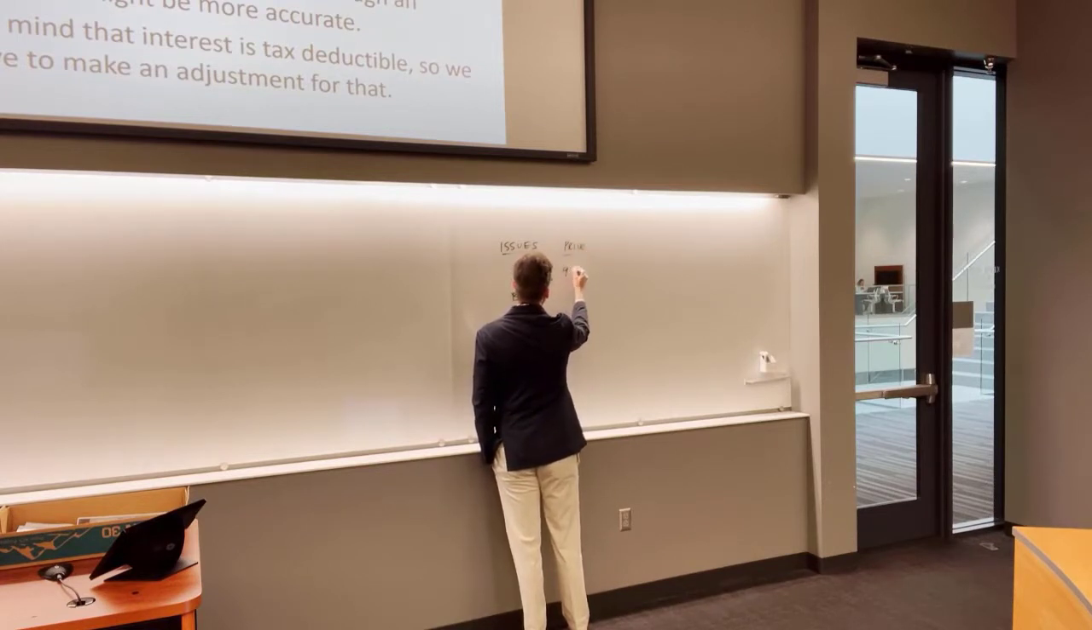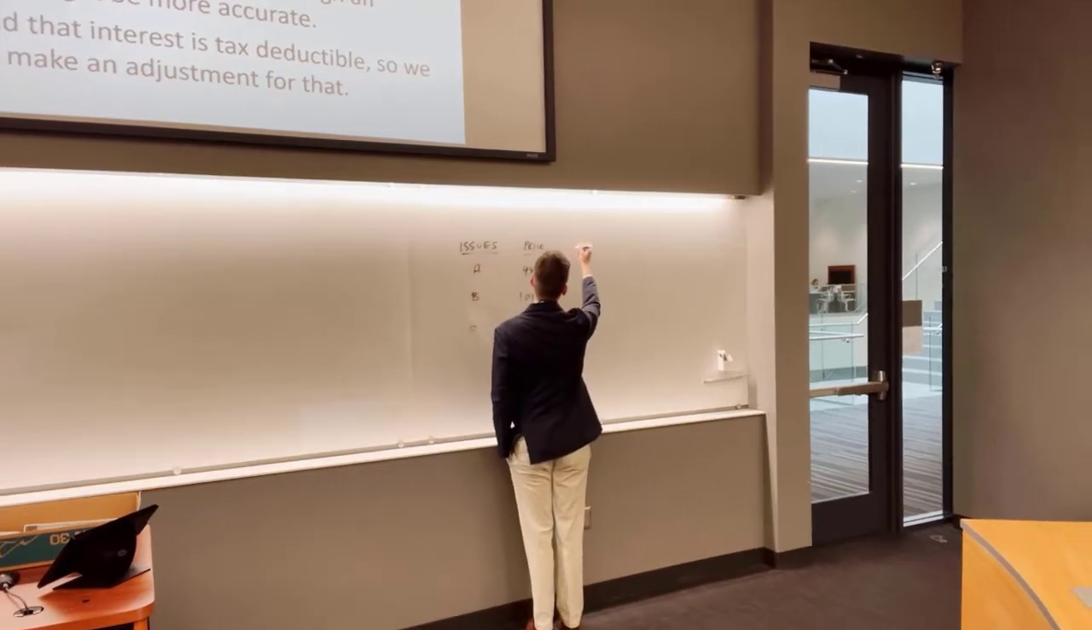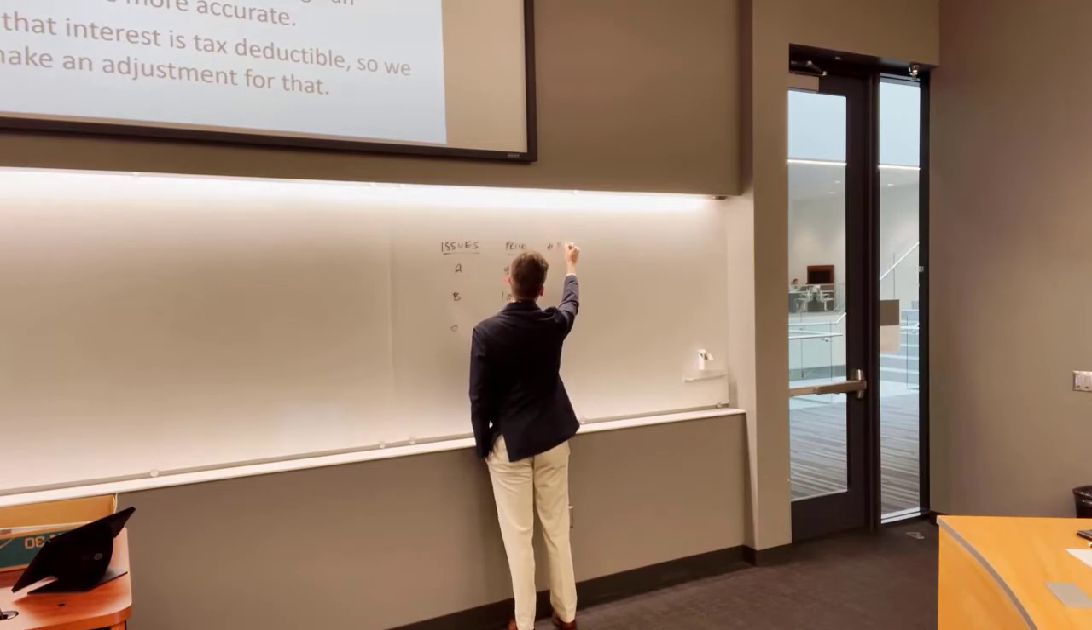And we're going to have a price for each of these. And so it would be 990, 1010, 1000. And then we would have the number of bonds.